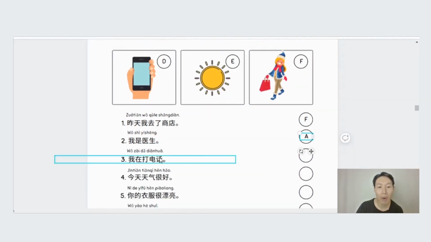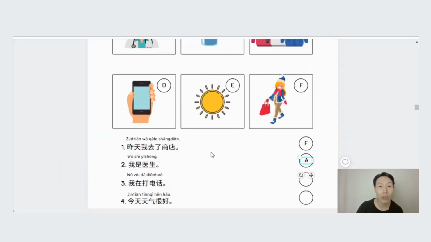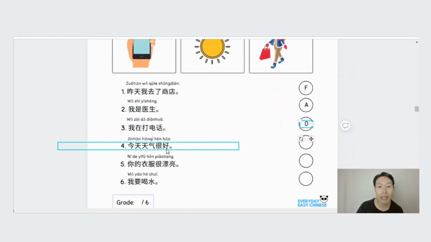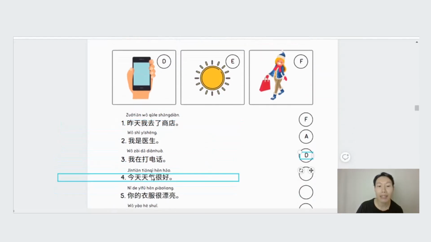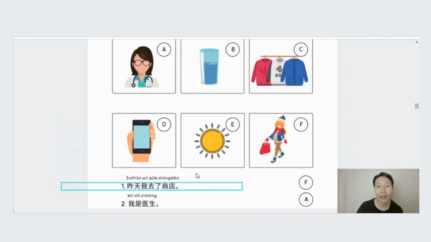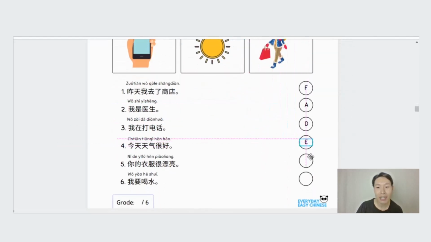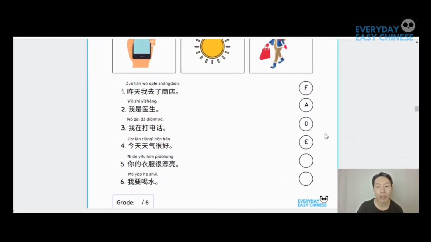我在打电话. Again, as I mentioned, if you see 电, it's something to do with electronics. So 电话 means phone. 我在打电话 means I am on the phone. So D. 今天天气很好. 今天 means today. 天气 means weather. 很好 means very good. So we can see here we have the sun. It's very nice and sunny outside. So this is E.